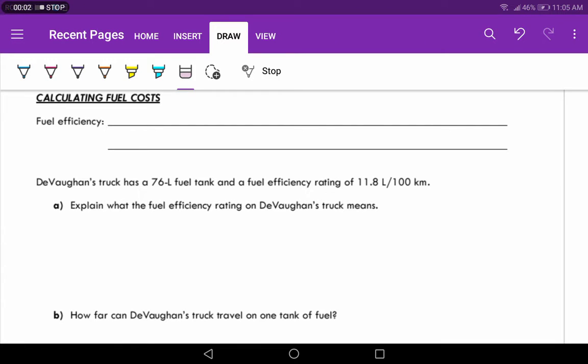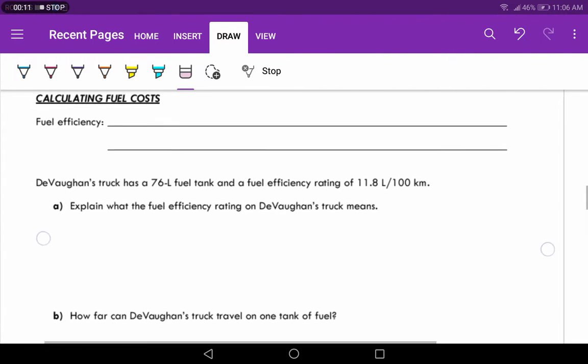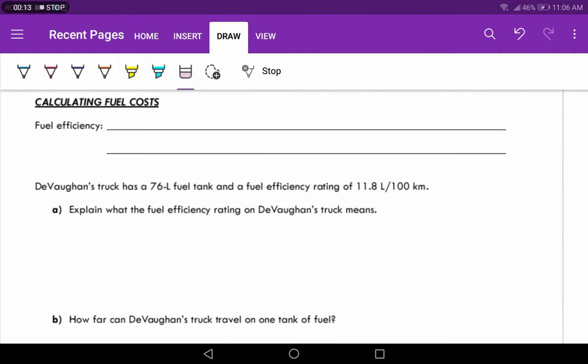This is part 2 of lesson 3 in unit 7, where we're discussing operating a vehicle. So we're getting into calculating fuel costs.